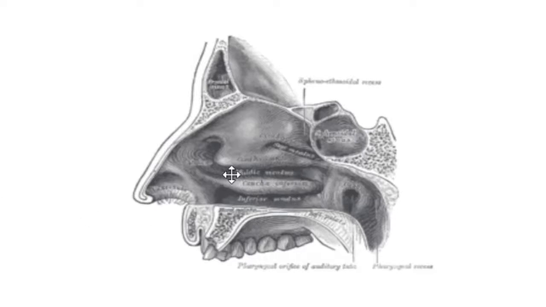Now what makes these conchae and these meatuses so important is that various paranasal sinuses and the nasolacrimal duct enter the nasal cavity and give their secretions here. So starting with the three conchae, which are the superior, the middle and the inferior conchae, and between them are the nasal passages, which are the superior meatus, the middle meatus and the inferior meatus.